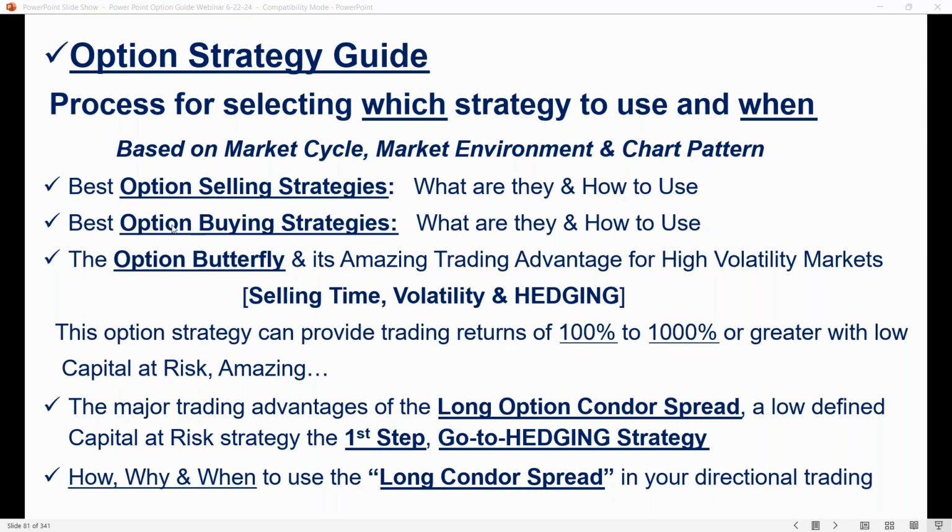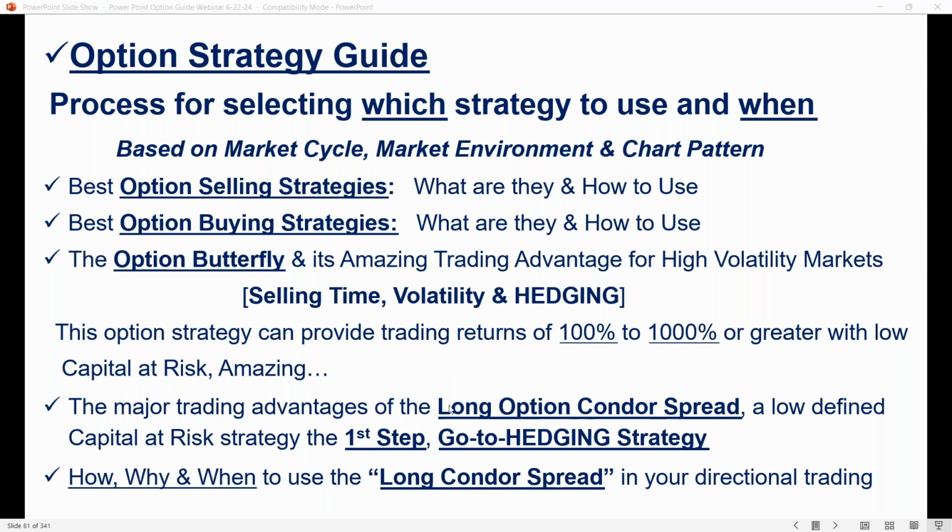What are they and how to use them? What's the best buying strategy? The same: what are they, how to use them? And then the best option butterfly that we use a lot of times, which really provides that huge trading advantage for high volatility markets where we're combining selling time and volatility and hedging. So these can provide us returns of 100% to over 1,000% or greater.